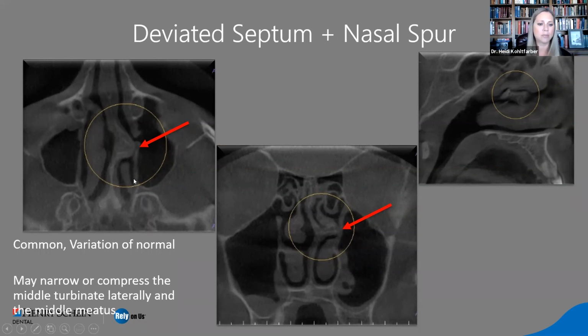Now, certainly we can look at this clinically. You can have them close one nostril and try to breathe, and then close the other nostril and try to breathe. And if they're having difficulties breathing on one side or the other, then we go ahead and send them on for additional evaluation.